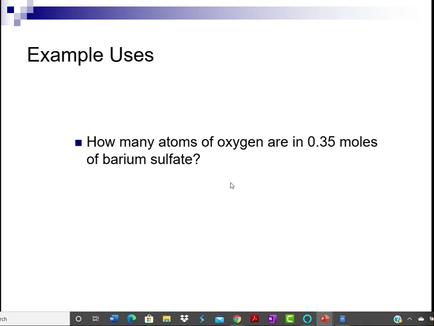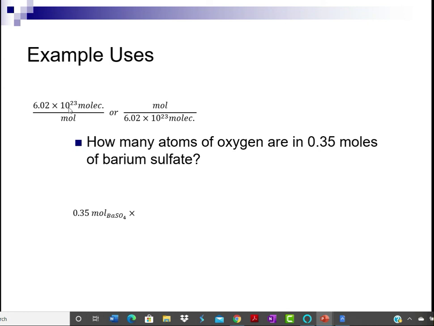Okay, last example for this video. How many atoms of oxygen are in barium sulfate? Well, barium sulfate is BaSO4. So we're talking about the atoms that are in that compound. So the first thing we want to do is find out how many molecules of barium sulfate we have. And we're going to do that by looking at the two conversion factors.